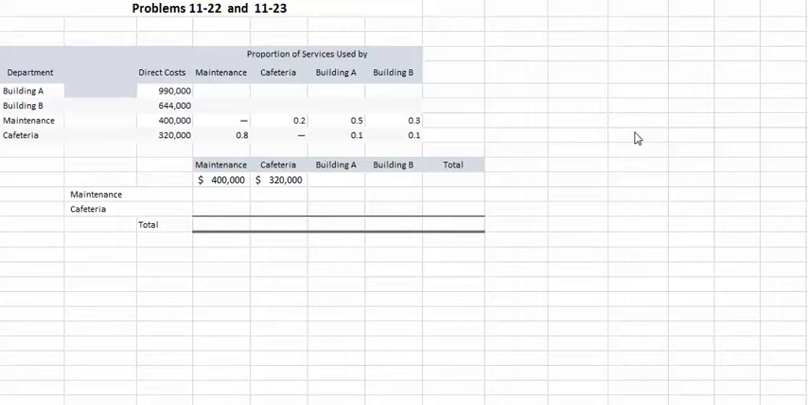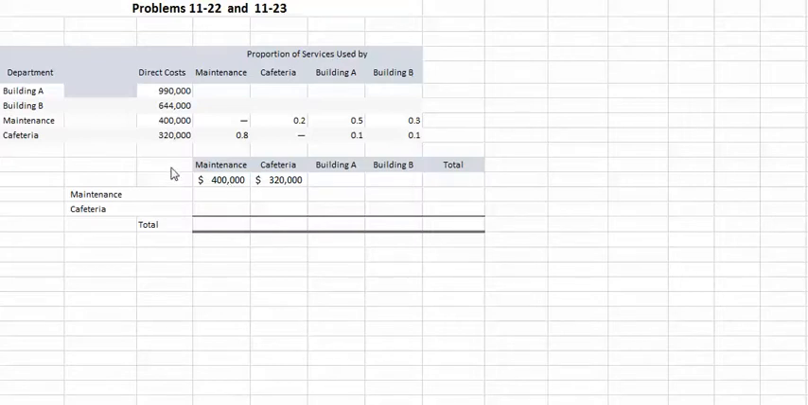In the first part of the problem, we need to allocate the direct costs of our maintenance and cafeteria departments to buildings A and B. We can think of these as Department A or Department B. And then once we've allocated those costs to Building A and Building B, we're going to allocate those costs to two different jobs, RW12 and RW13. But first, let's go ahead and do our allocation.